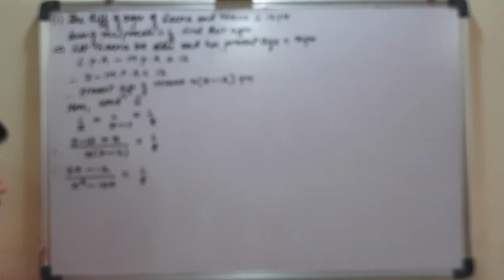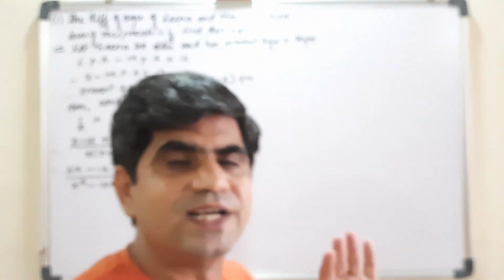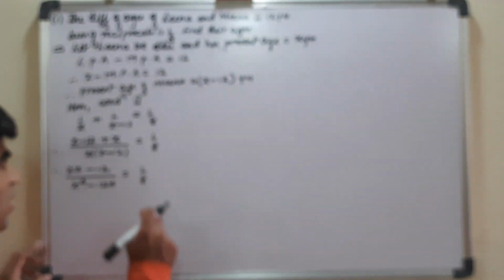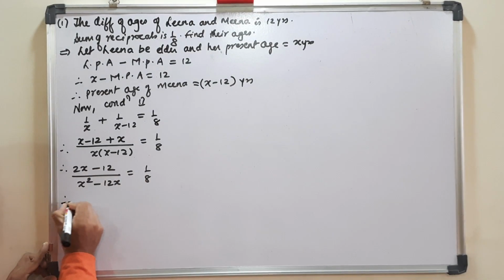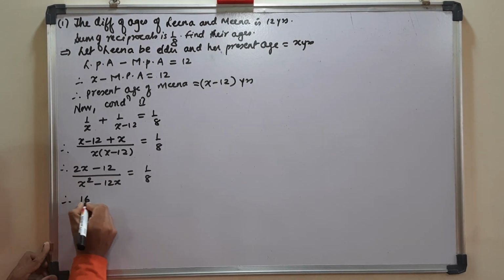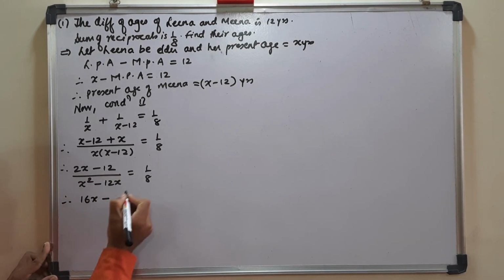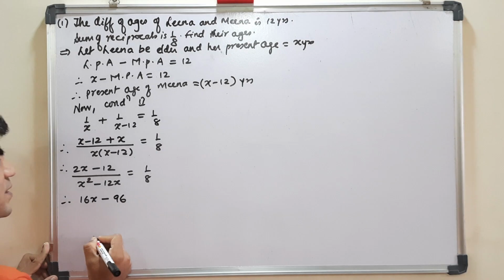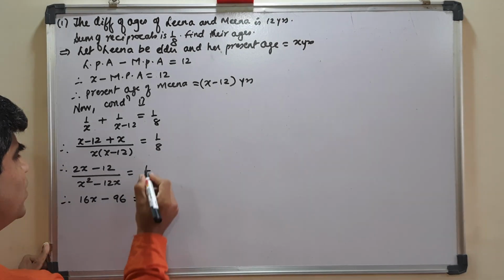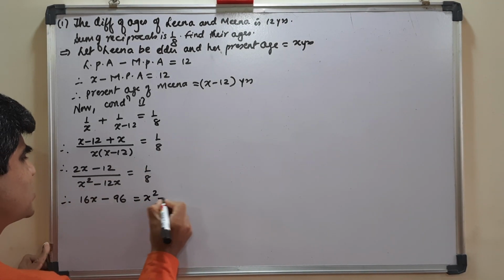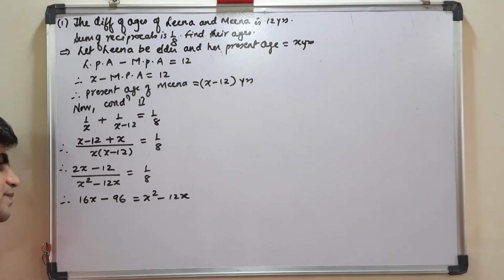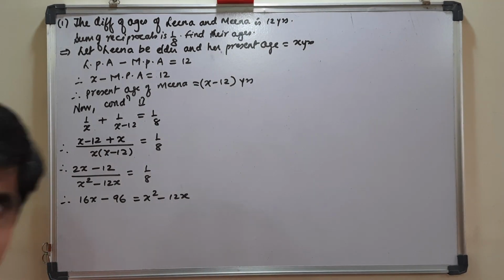Up to here I got. Now to solve it further, I need to again cross multiply because denominators still exist. So I'll cross multiply once again. That is, I get 2x into 8, 16x, 12 eights are 96, is equal to the cross multiplication of this, x square minus 12x.